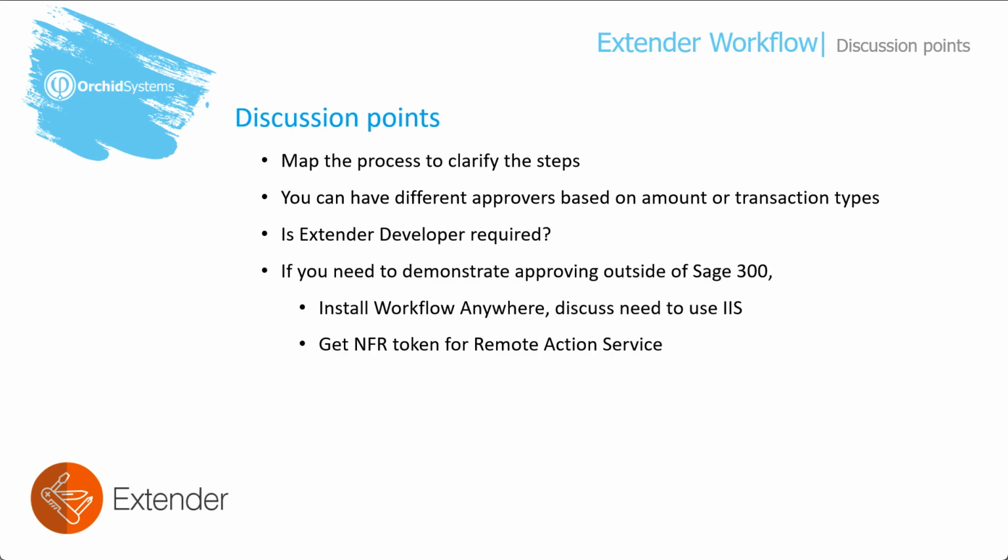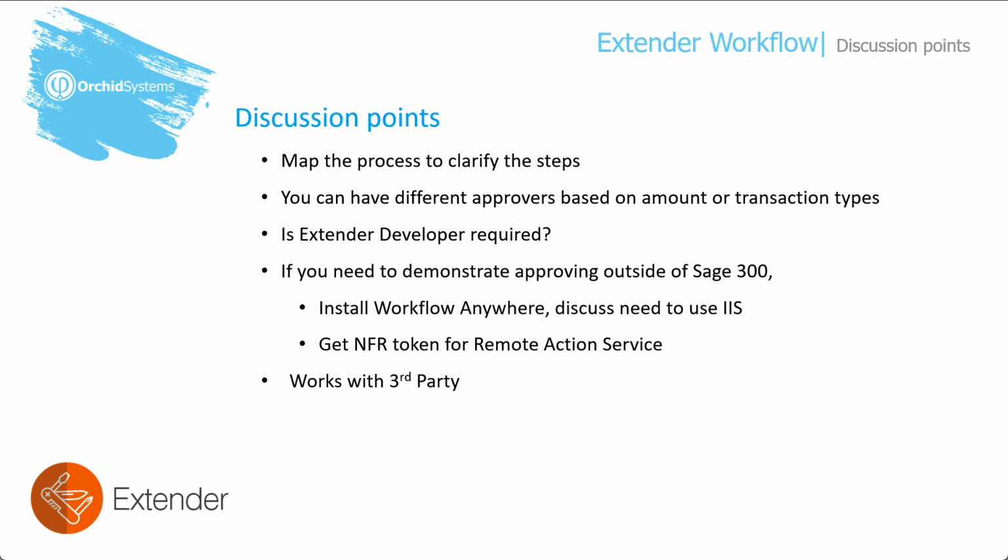If you want to demonstrate approving outside of Sage 300, we have two options. One is using Workflow Anywhere, the mobile app. If you're trying to demonstrate remote action service, you would need to get your NFR token from us and configure it in the sample data. We have configured a few templates, like the AP payment batch and the purchase requisition and purchase order approval, with an option to use remote action service.